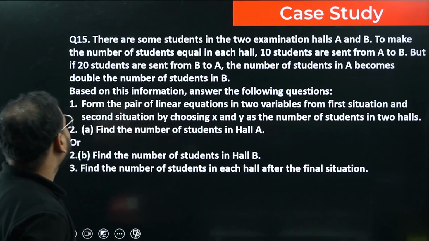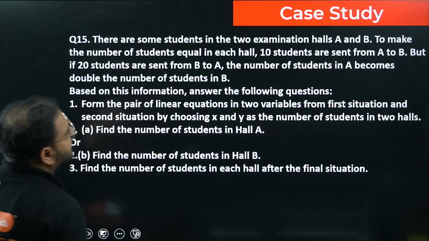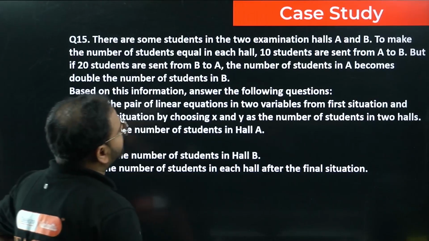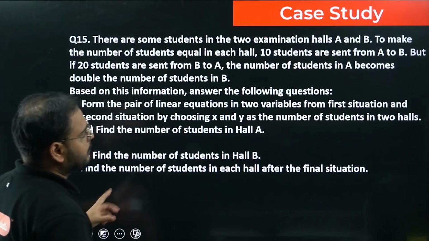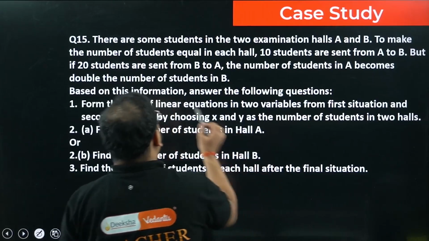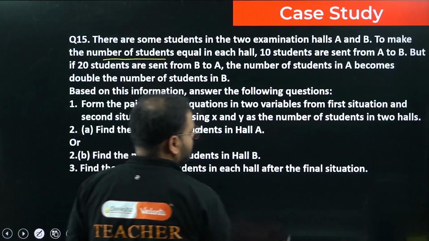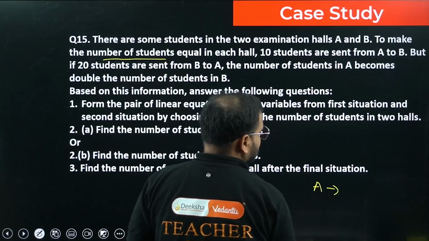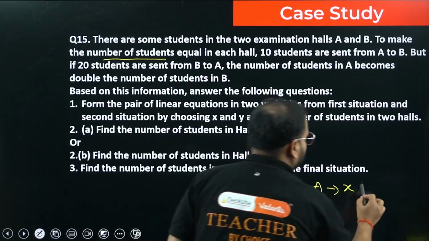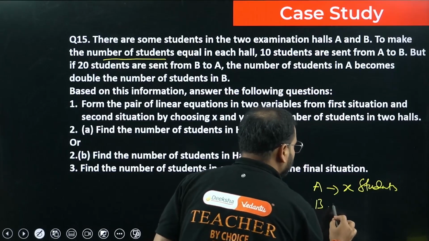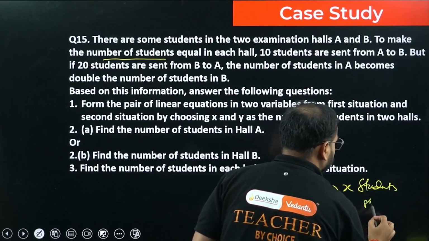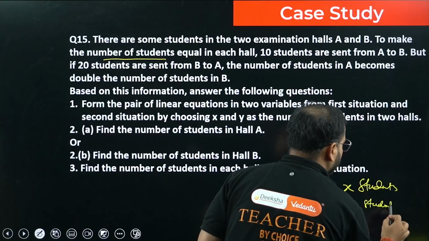Next one is the case study. There are some students in two examination halls, A and B, to make the number of students equal. Means there are two halls. They're talking about the number of students. Let's assume variables. Let's say hall A is having X number of students, and B is having Y number of students.